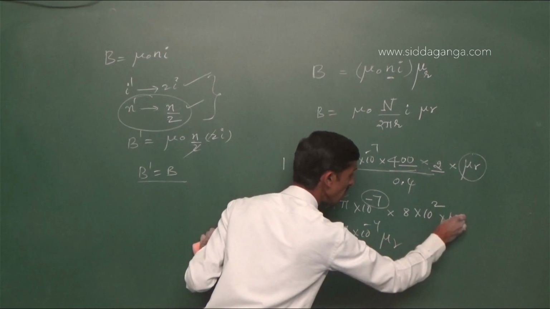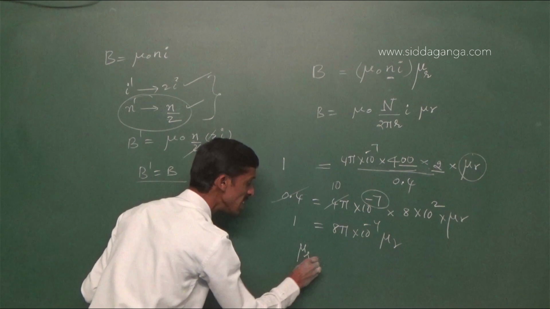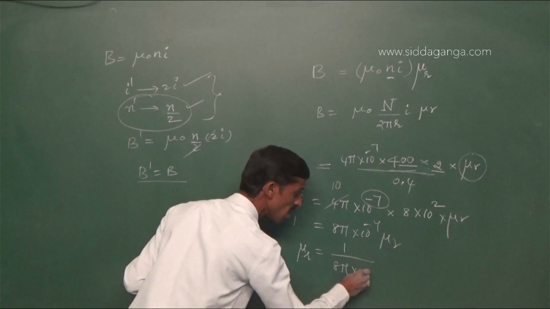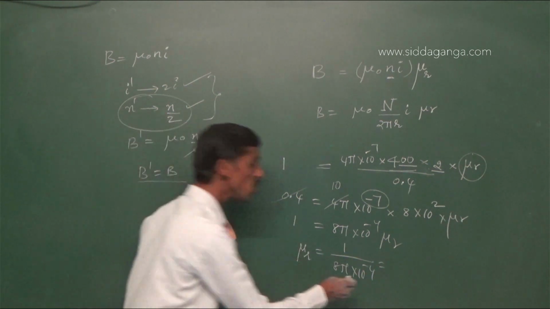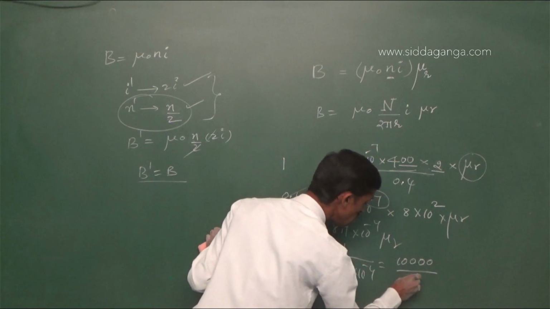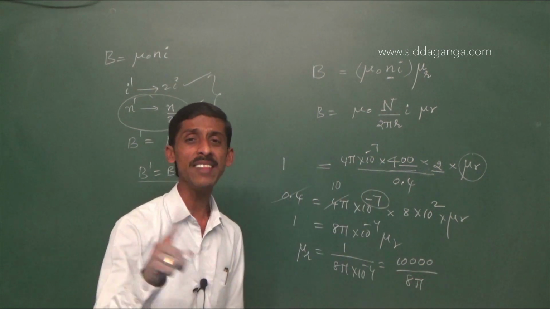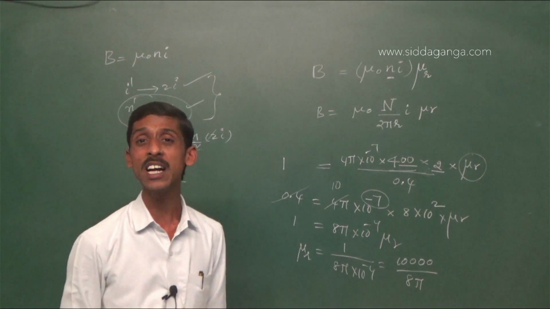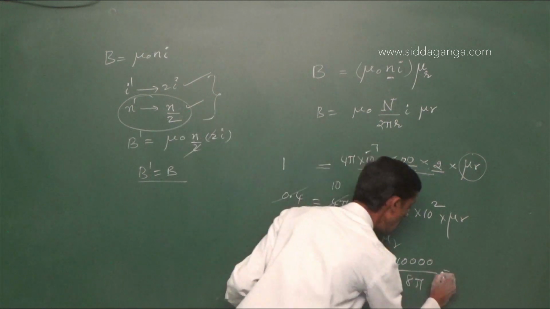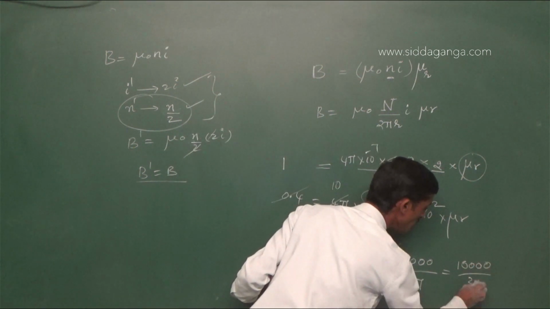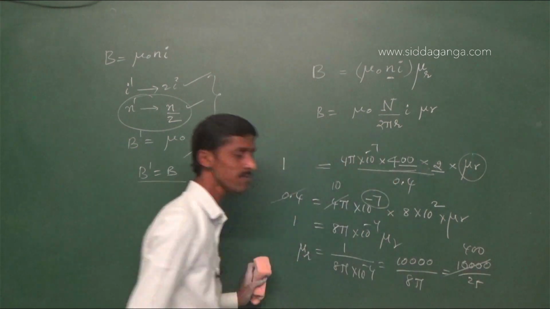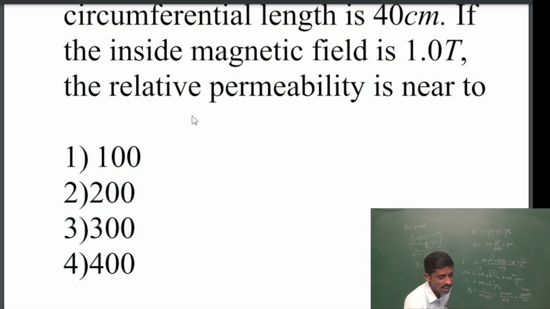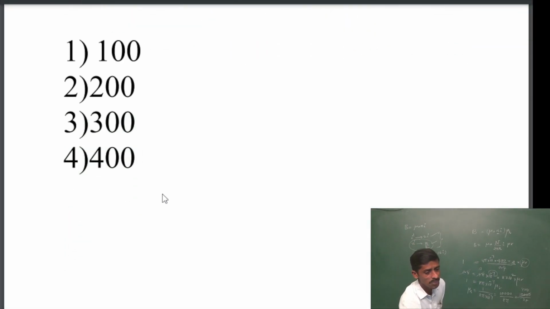So μr, that is relative permeability, is equal to 1 divided by 8 pi into 10 to the power of minus 4. 10 to the power of minus 4 going up gives 10,000. 10,000 by 8 pi. Note that pi is 3.14, 2 pi 6.28, 4 pi 12.5, 8 pi 25. So nearly 10,000 divided by 25, so it is 400. What is the value of relative permeability of that material? Nearly 400. So correct option is 4.